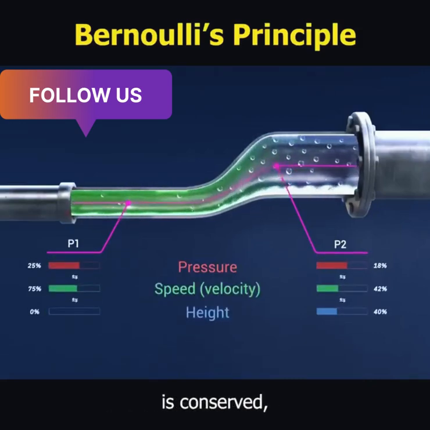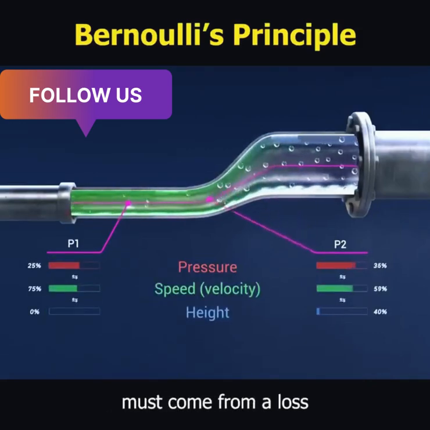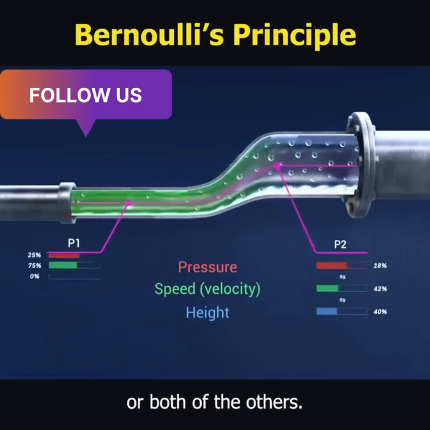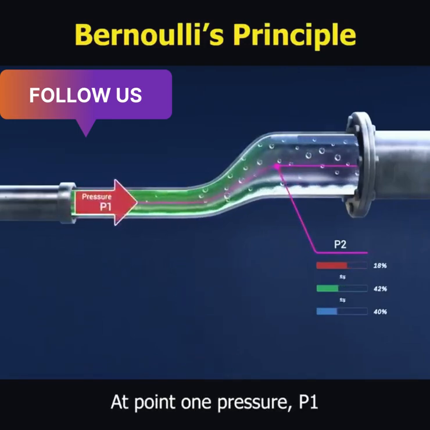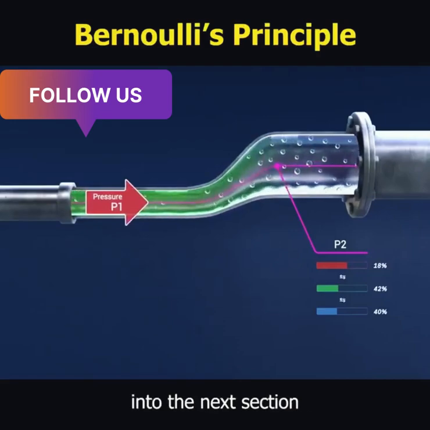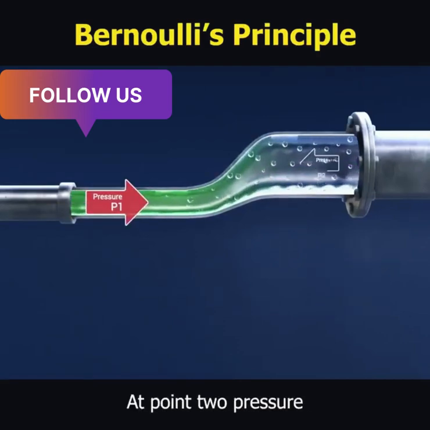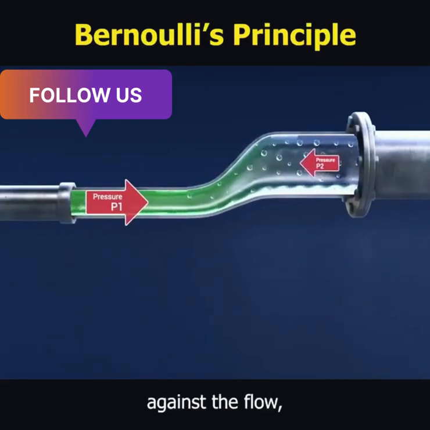Because energy is conserved, any gain in one of these must come from a loss in one or both of the others. At point 1, pressure P1 pushes the water forward into the next section of pipe. At point 2, pressure P2 pushes back against the flow.